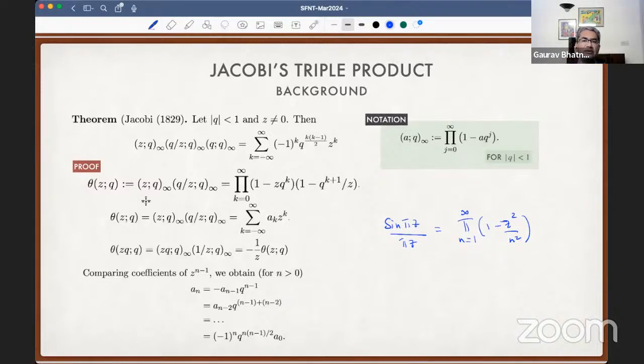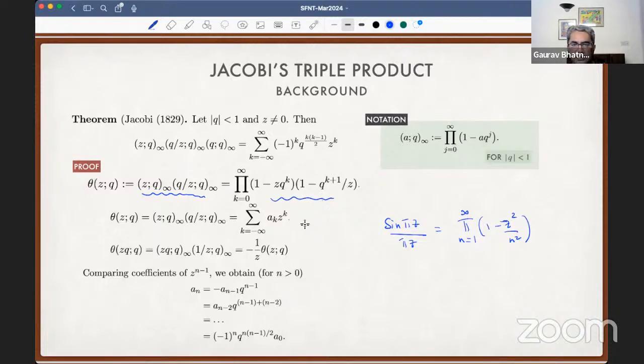And if you look at this function right here, it's the simplest function which has zeros at a geometric progression. So in that regard, it's a very natural function to consider, and it comes up in a famous result called Jacobi's triple product. I'm using the q-rising factorial notation here for this infinite product. It converges for absolute value of q less than 1, and in fact, this is an analytic function in z, except when z is 0.